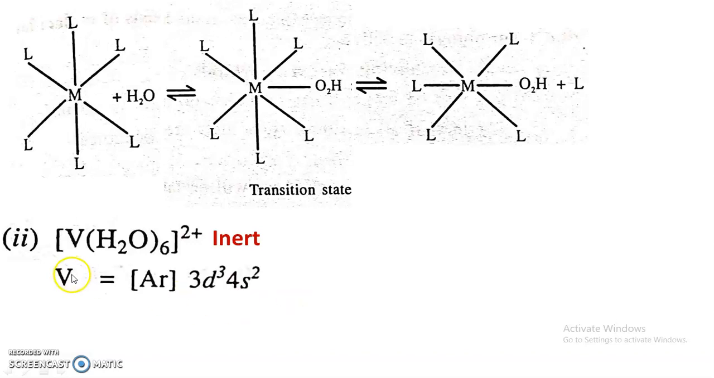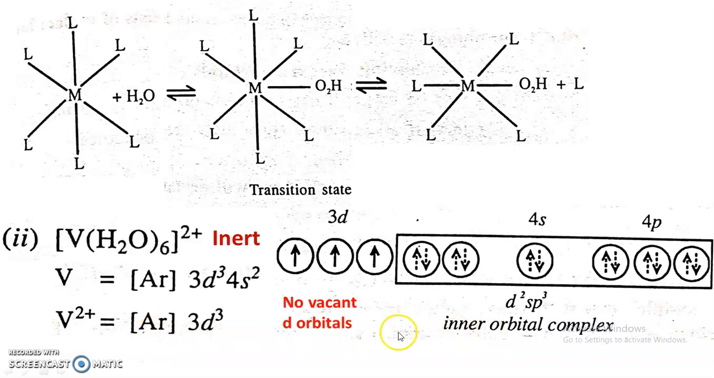For example, vanadium has atomic number 23, and its electronic configuration is argon 3d3 4s2. In this complex, the oxidation state of vanadium is +2. In the +2 oxidation state, its configuration is argon 3d3, and it is again an inner orbital complex with d2sp3 hybridization, and these are the inner d orbitals, and there is no vacant inner d orbital. So any inner orbital complex containing no vacant d orbital is inert.